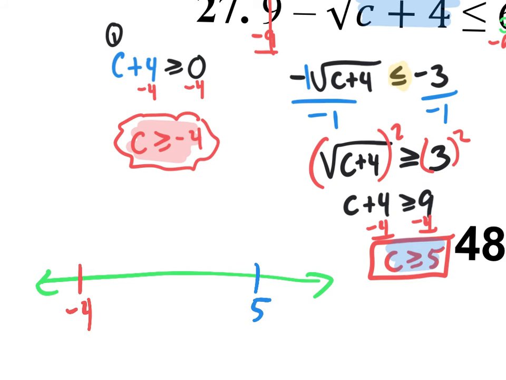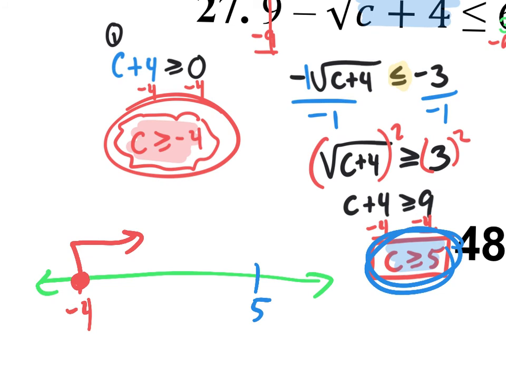At negative 4, this reads c is greater than or equal to negative 4. Solid dot at negative 4, greater than is to the right. Let's go for this other one over here. C is greater than or equal to 5. Solid dot at 5, greater than is to the right.